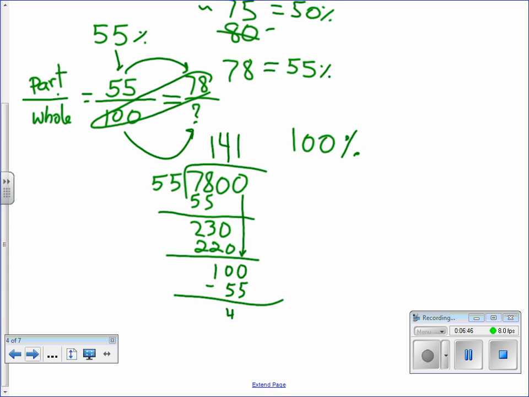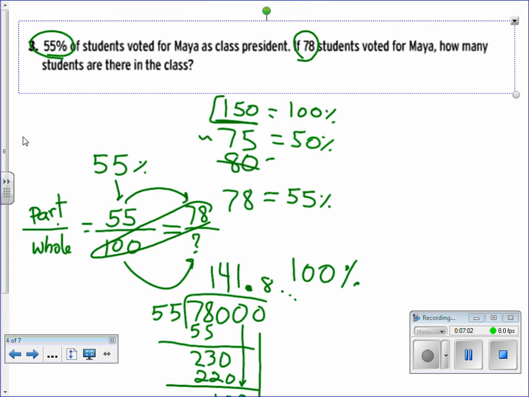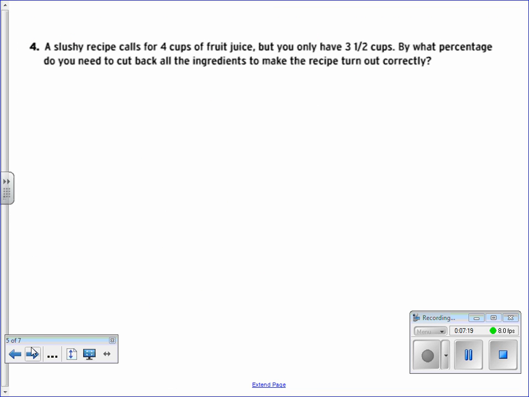So we have 45 left over. Add another 0. 55 goes a lot. I'm going to guess 8 or 9 times. So this becomes 141.8 something. Our answer is about 142 kids. And remember, our original estimate was 150, so that seems like a reasonable answer. All right. A couple more.